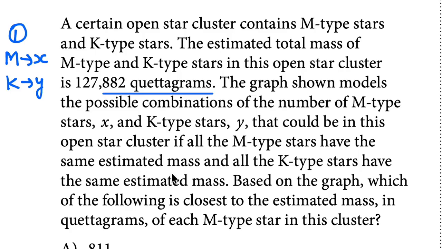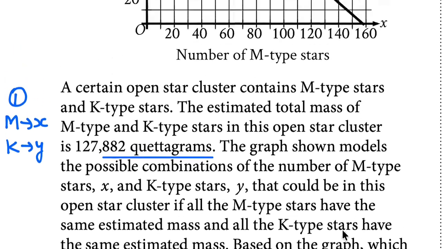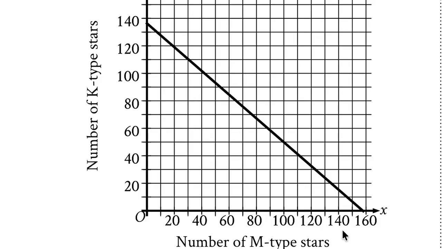All the M-type stars have the same estimated mass and all the K-type stars have the same estimated mass. That means every K-type star and every M-type star has the same mass, right? Based on the graph, which of the following is closest to the estimated mass in quettagrams of each M-type star in the cluster? Now, if I see this question, it has nothing to do directly with the graph.